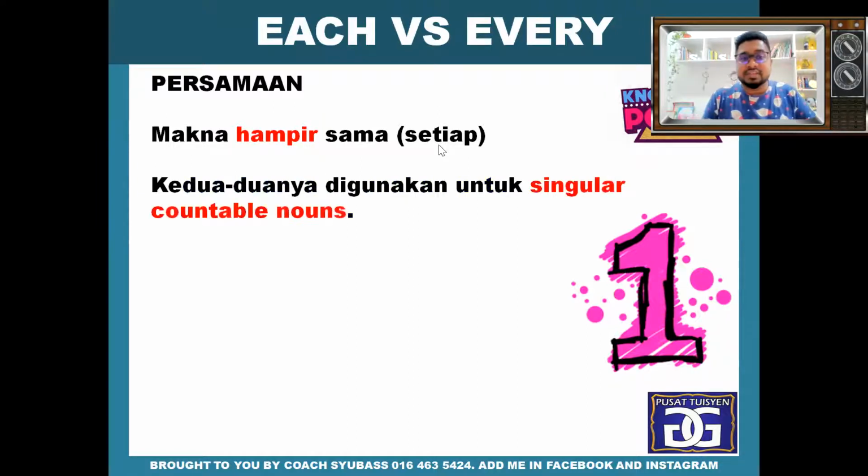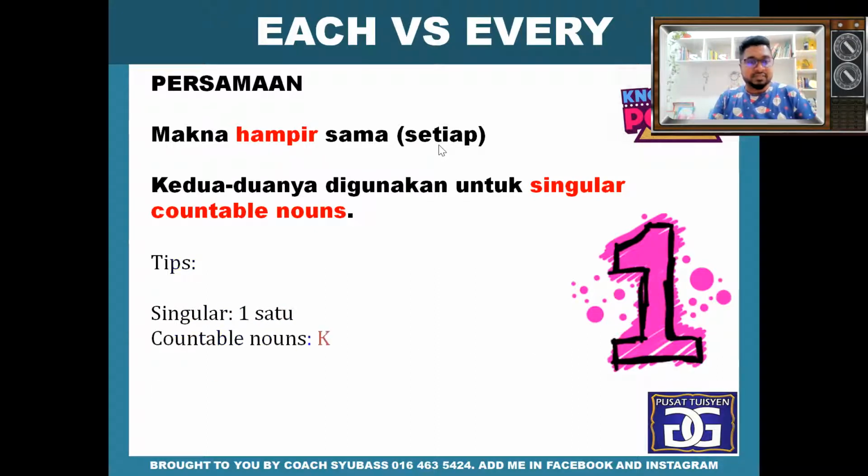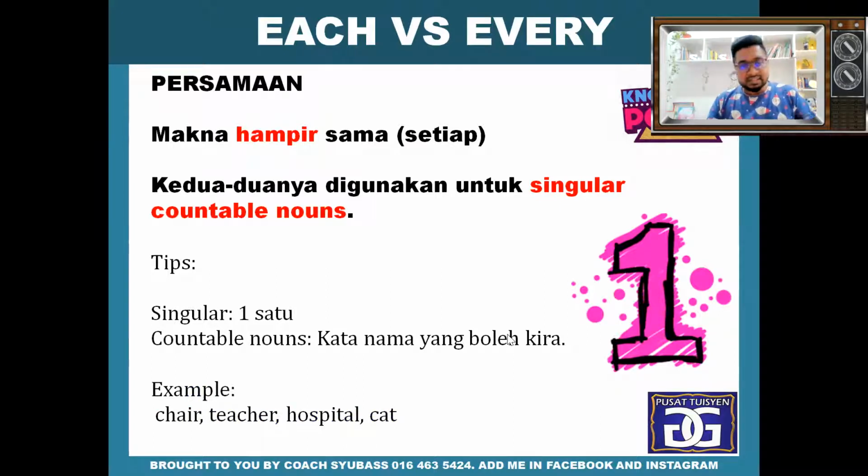Kedua-duanya digunakan untuk singular dan countable noun saja. Ingatlah, singular satu, countable noun boleh kira. Countable noun ialah kata nama yang boleh kira. Okey, kita tengok contoh dia. Chair, teacher, hospital, cat. Ulang kaji sikit. I taught you before. Chair is countable, teacher countable, hospital countable, cat countable.